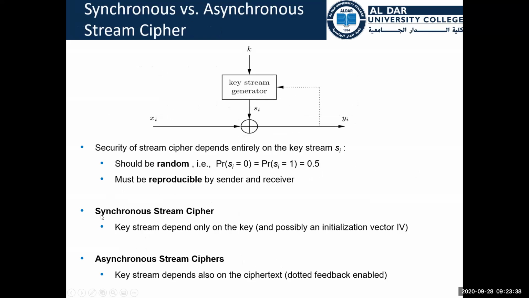There are two types of stream ciphers: synchronous and asynchronous. Synchronous means the key stream depends only on the key itself. But for asynchronous, we can use the output of the XOR operation to update the key. This is asynchronous.